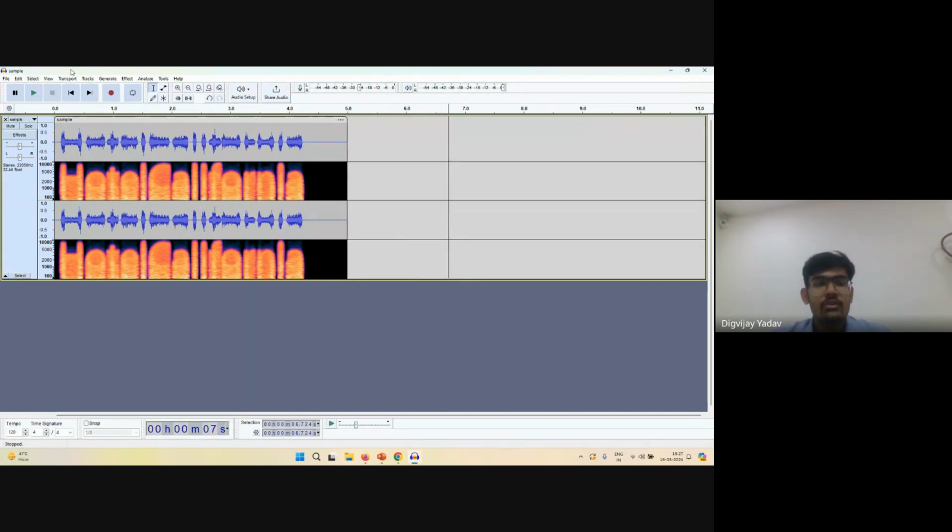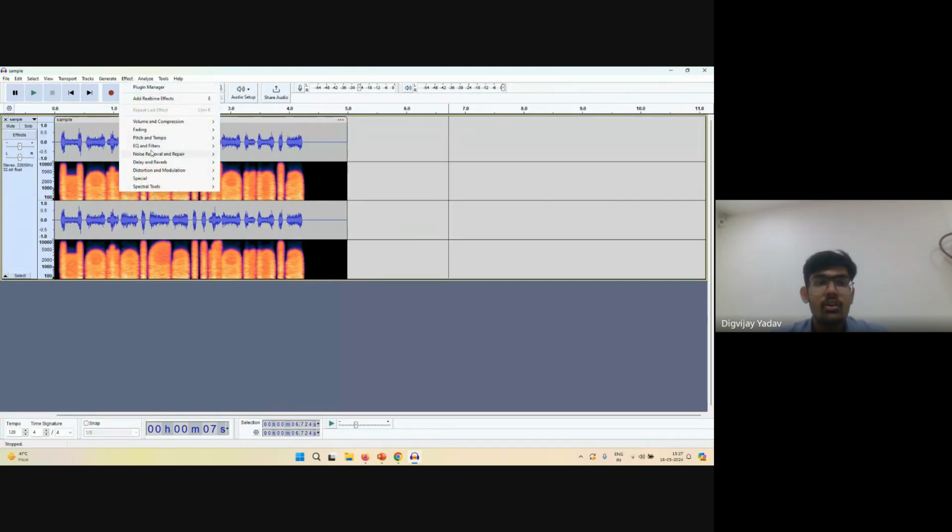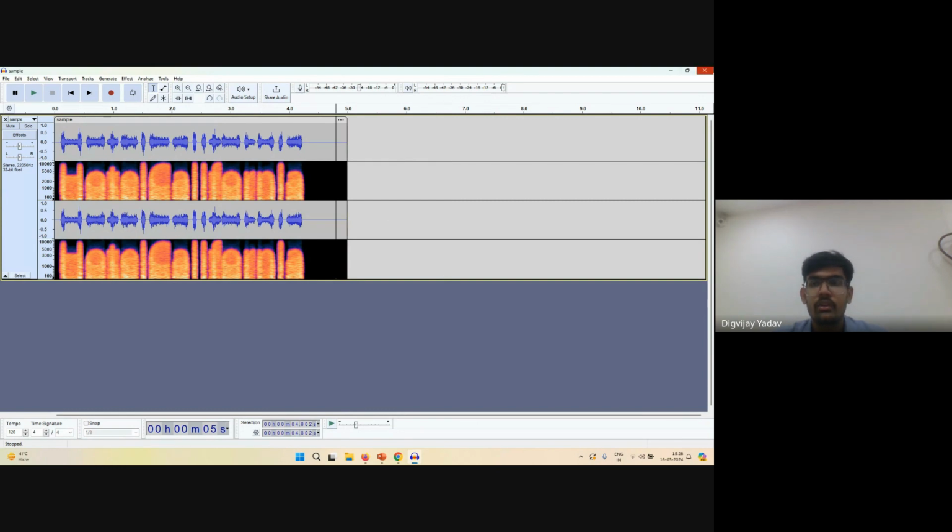So this is one of the software, Audacity. You can use it, play around with it, and you'll understand how it goes from solo audio. You have multiple effects in it, and you can convert audio. You can do fading, pitch, tempo. You can do n number of things through this software.